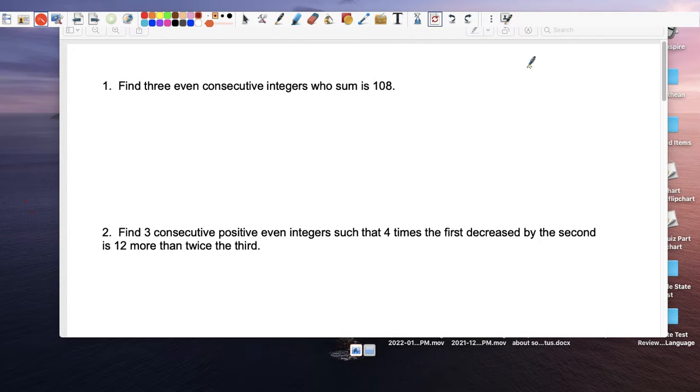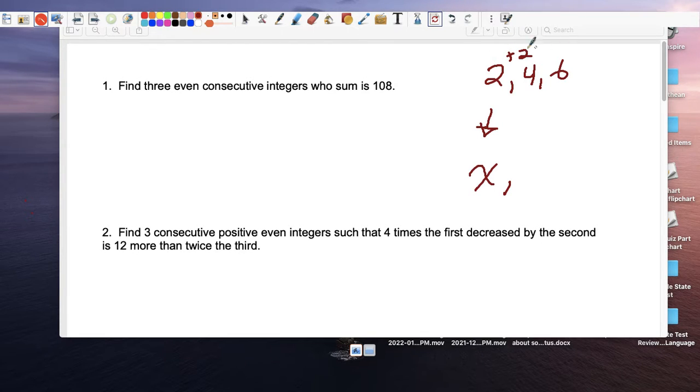Well, if you think about it, let's just use 2, 4, 6, consecutive even integers. The problem here is that I don't know what the numbers are, right? I need to find three of them that add up to 108. So I'm going to call the first one x. If I call the first one x, the second one, how do I get from 2 to 4? If x is representing 2, I have to add 2, right?